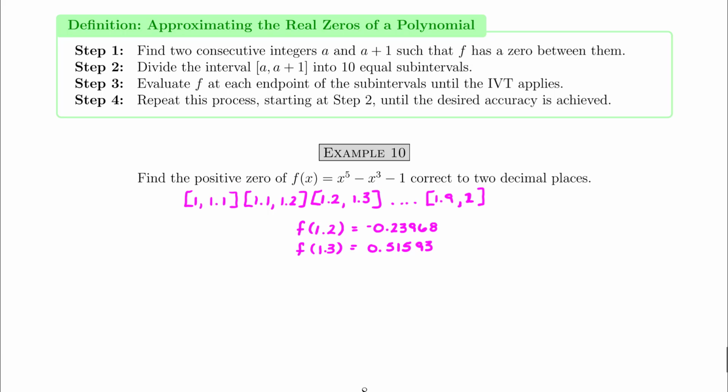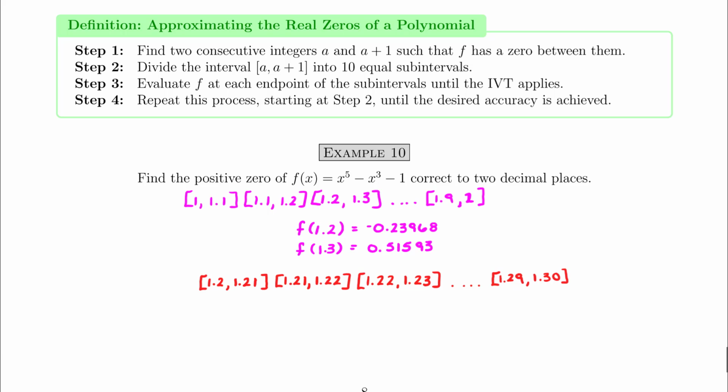So now let's take that interval 1.2 to 1.3 and break it up into 10 intervals. So now we're adding another decimal place. So we go 1.2 to 1.21, 1.21 to 1.22, 1.22 to 1.23, and we'll keep going until we get to 1.29 to 1.30.